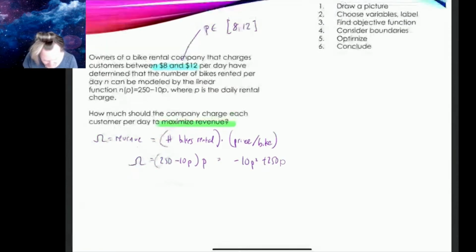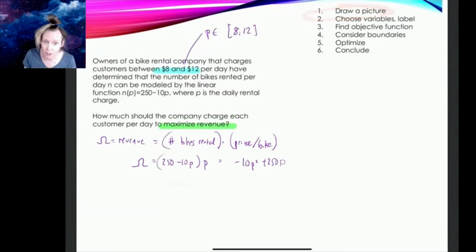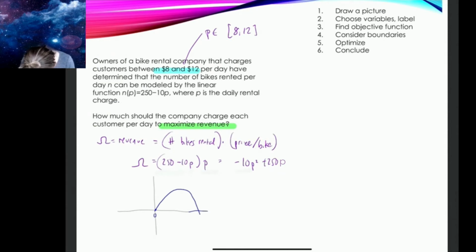So I believe in drawing pictures as a key part of solving problems like this. And the picture I'm going to draw in this case is a picture of the objective function. I'm going to start by drawing axes, and we'll note that I have a downward opening parabola. Its roots are at 0 and 25. This is the revenue, and the unit of the vertical axis is dollars. The unit of the horizontal axis is bikes.